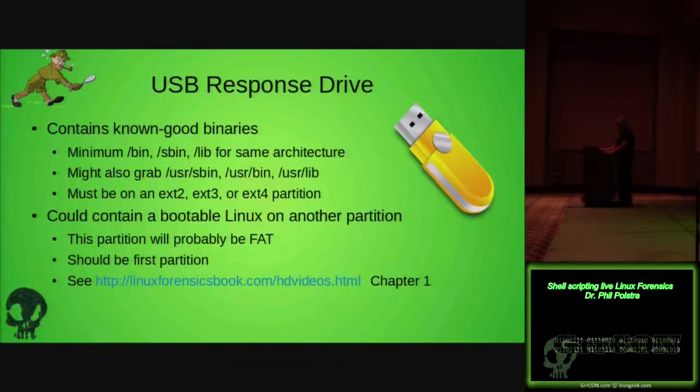Once you've finished interviewing the users, you want to start thinking about actually touching the machine, actually doing the fun stuff. So you want a USB response drive, and what's going to be on this response drive? Well, one thing you definitely need are some known good binaries, right? You don't want to be running possibly Trojan binaries on the subject system. At a minimum, you're going to want to get bin and sbin for the same architecture. So if they're running 64-bit Linux, grab those.